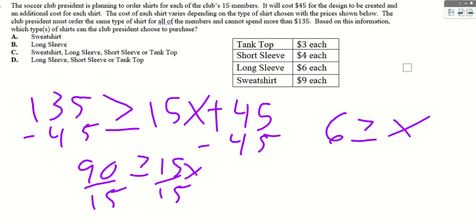So now the max we could spend on a shirt is $6, which is a long sleeve. But that also means that we could afford a short sleeve or a tank top because that is less than our budget. So C is our answer.